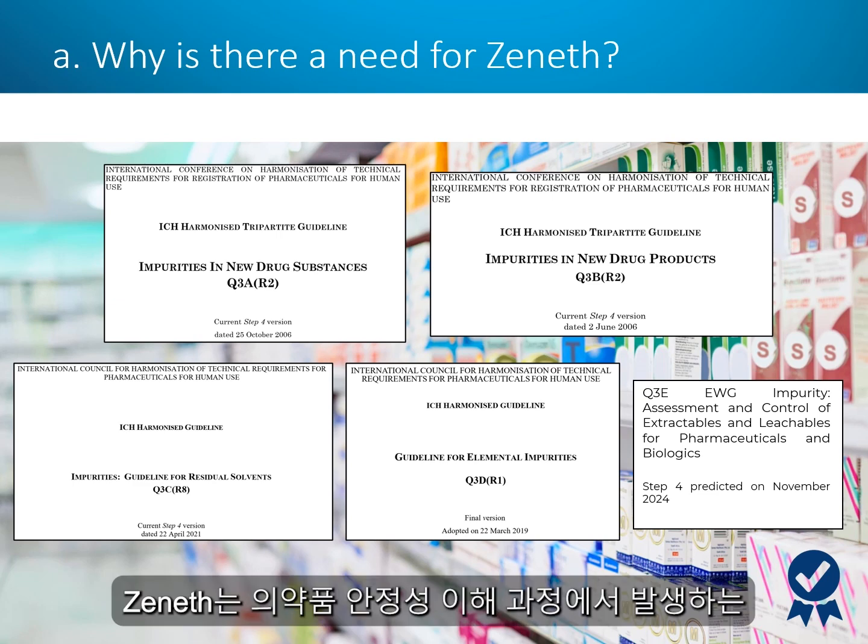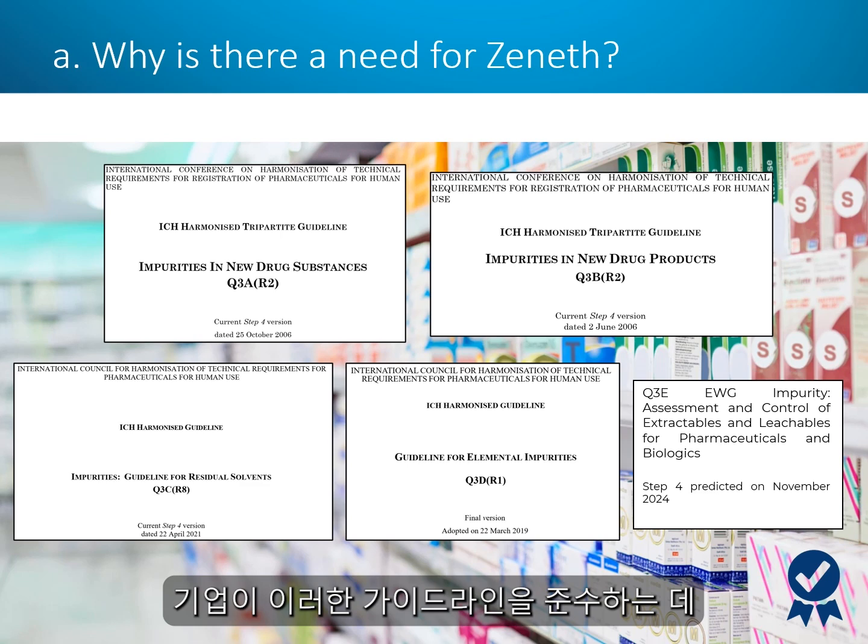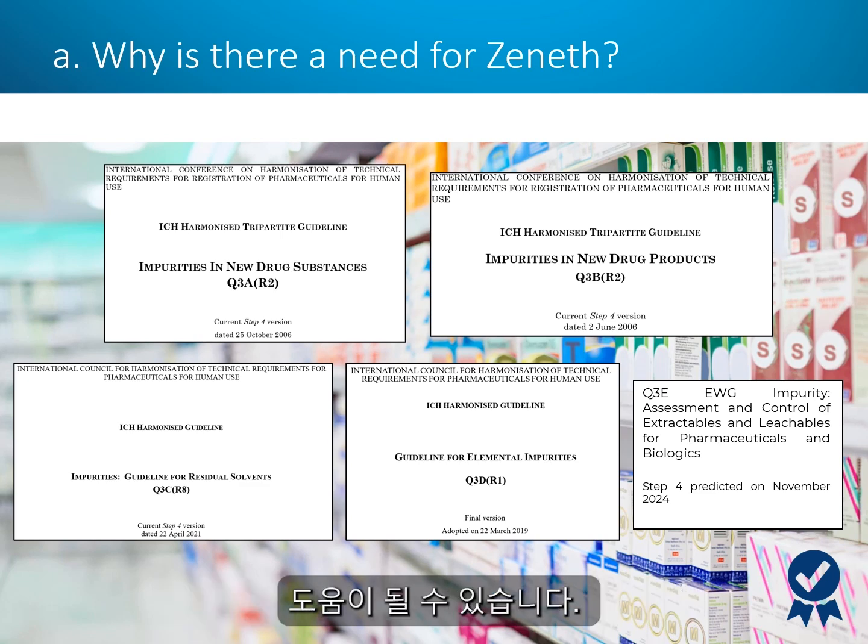Zeneth can be used to help companies satisfy these guidelines due to its ability to assist with the various problems encountered when trying to understand the stability of a given drug.